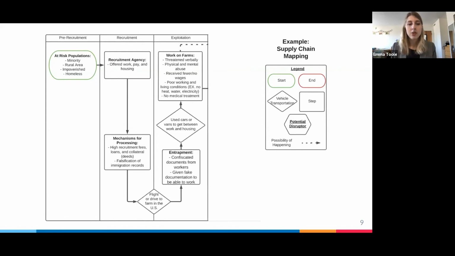to work. So going on to the exploitation phase, these workers are either driven or fly into the US, where they arrive at the farm they'll be staying at for the majority of the time, and they get trapped essentially because the heads of the organizations there confiscate the official documents from the workers, and they tend to be given fake documentation to be able to work on certain farms. For example, on some citrus farms, you need to have identification cards to enter the farm to work. So these workers are then given fake cards to do that. And they use cars and vans to get between work and housing, which shows that there's transportation going on.